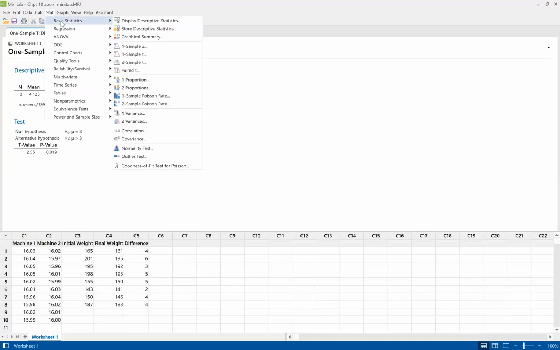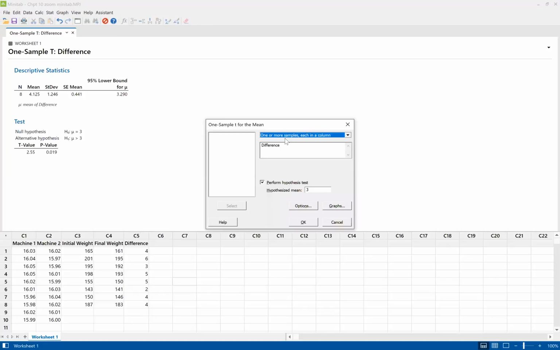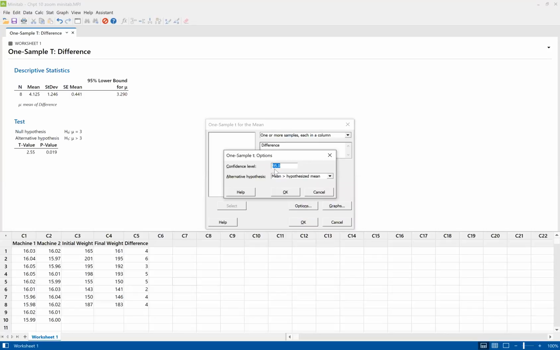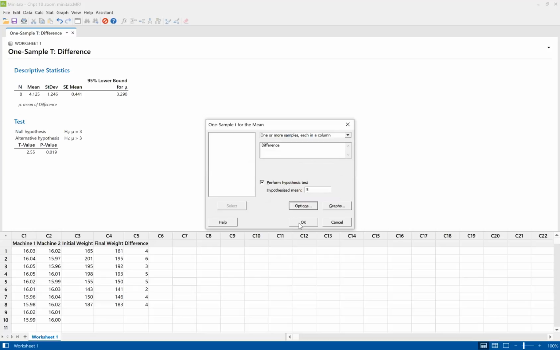Can I say that it's going to help me lose at least 5 pounds? 1 sample t, 1 or more samples, looking at the difference column, same column. Now I'm going to look at the hypothesized mean of 5 pounds. And so I look at my options. Still, I'm looking at the mean is greater than the hypothesized mean of 5 pounds at 95% confidence interval. I hit OK.